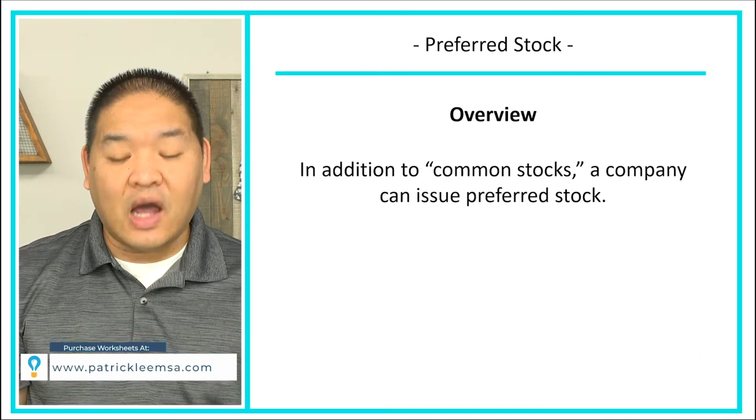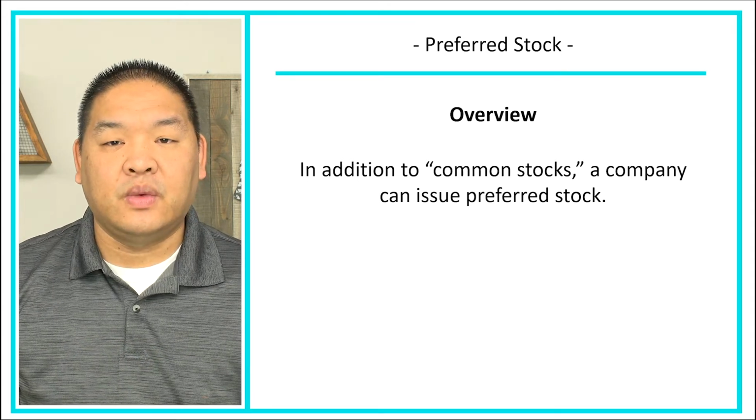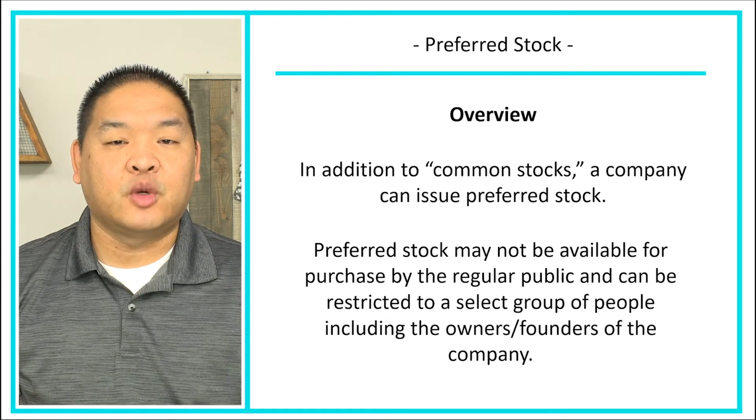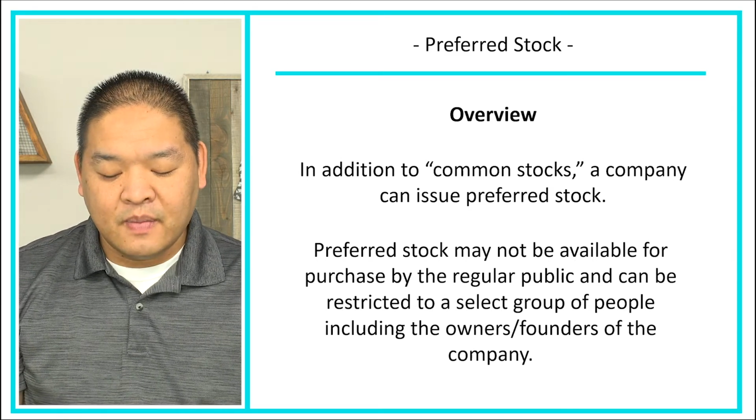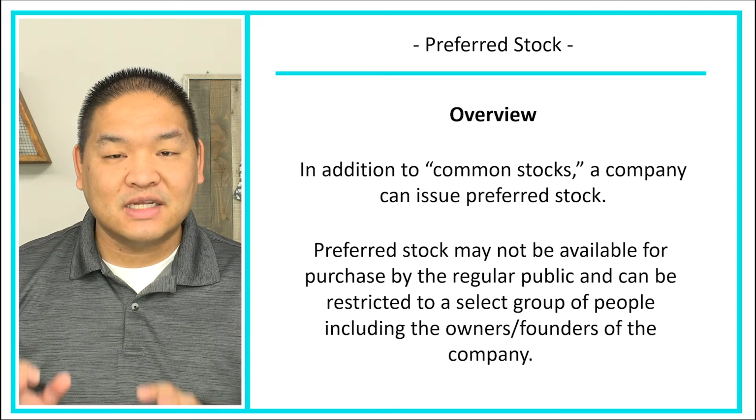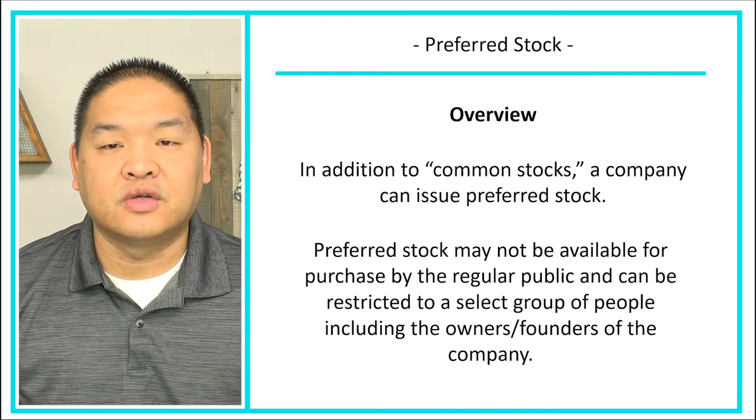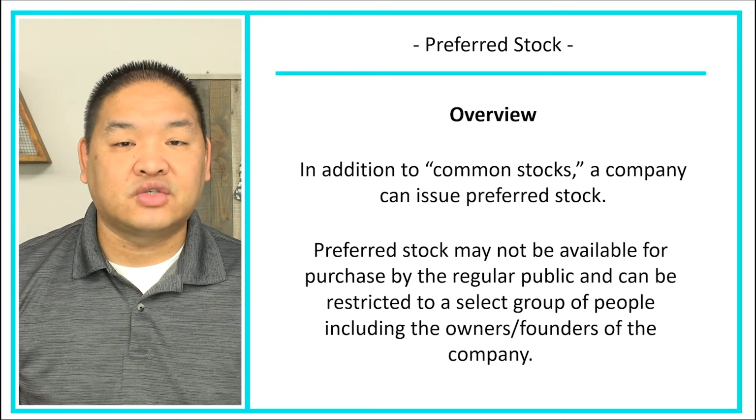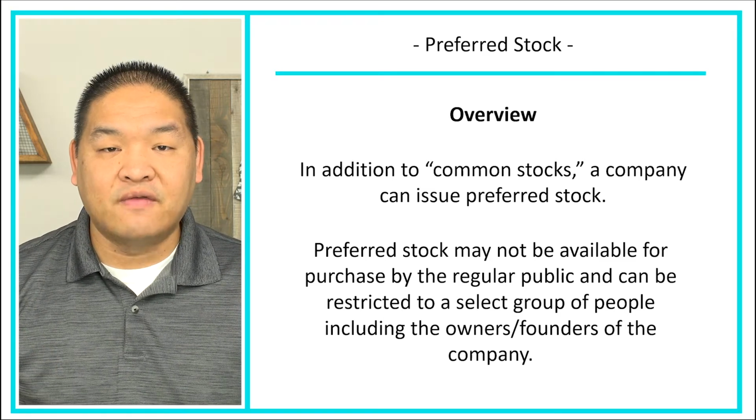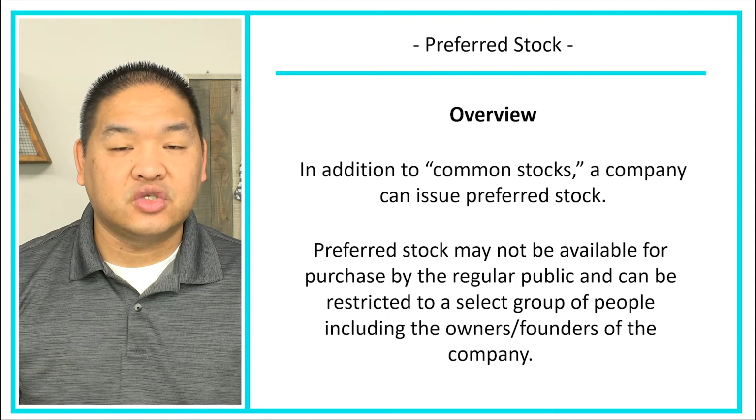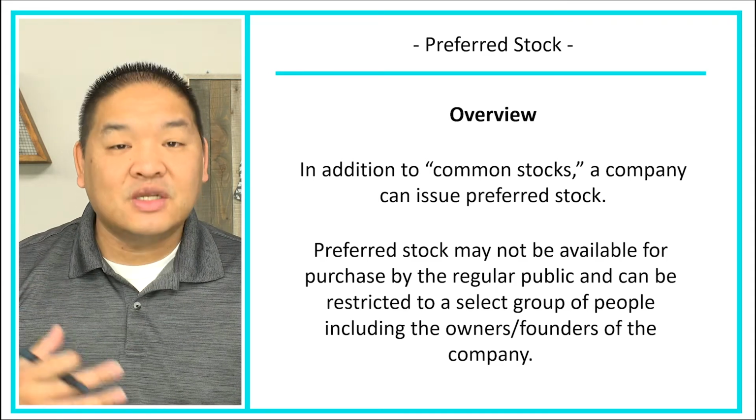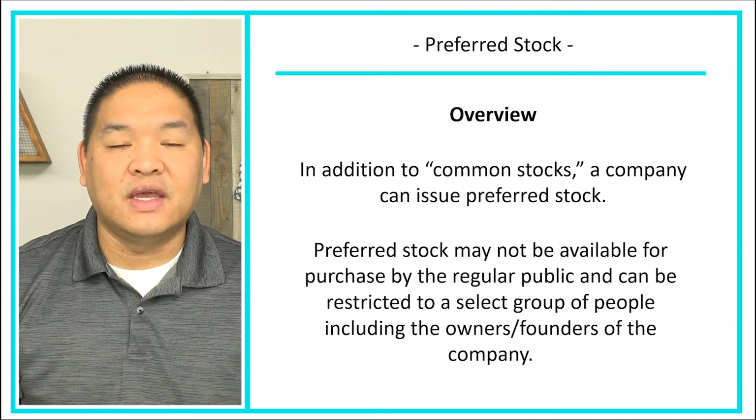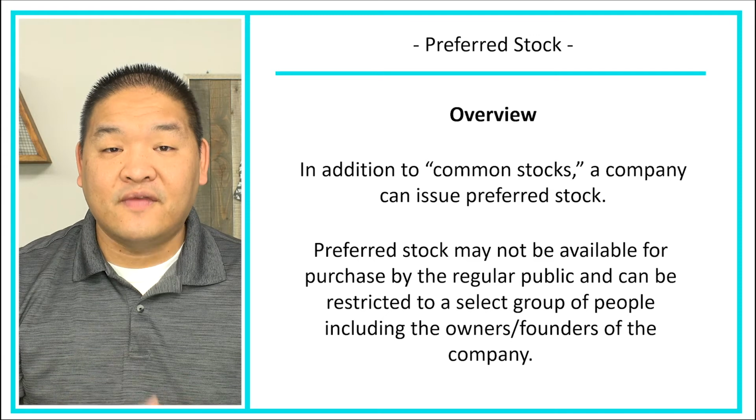So in addition to common stock, a company can issue what we call preferred stock. Now, preferred stocks may not be available for purchase by the regular public and can be restricted to a select group of individuals, including the owners or founders of the company. So preferred stock can trade on the National Stock Exchange, and there are examples of that out there that you can actually trade. In addition, preferred stock often is used when it's traded internally between the owners and founders.